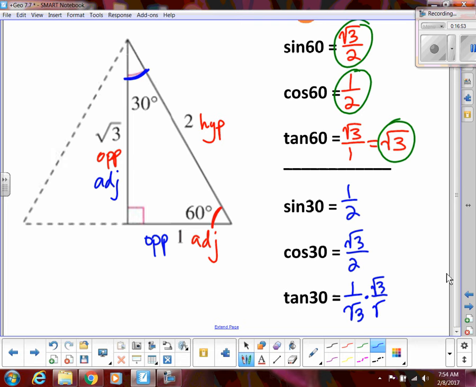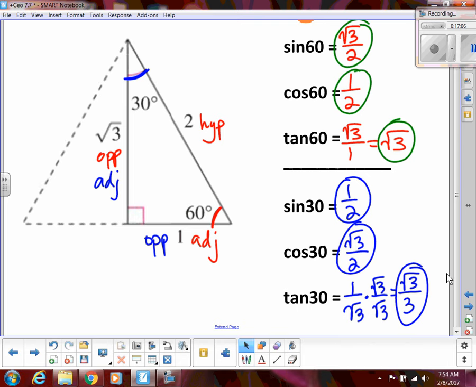I don't know if you recognize this or not, but if you look at the 60, the 30s are just the reciprocals, or they're switched. So the sine of 30 is the same as the cosine of 60. The cosine of 30 is the same as the sine of 60. And then the tangent of 60 and the tangent of 30 are just reciprocals of each other. So that's kind of nice.